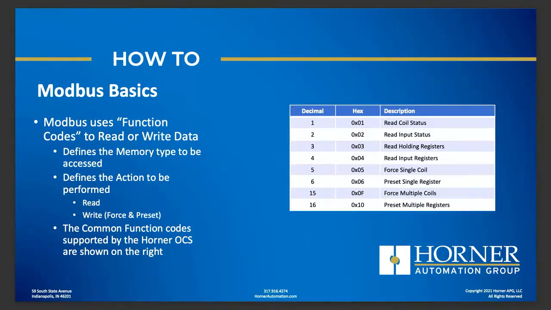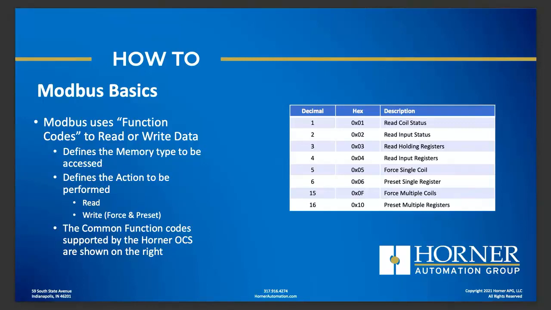Now, in addition to the 4 different data types we've talked about, Modbus uses something called function codes in the process of reading or writing data. The most common function codes are shown in the chart to the right. The function codes define the memory type to be addressed, digital inputs, coils, holding registers, etc. They also define whether it's a read function or a write function. You'll notice terms such as force and preset. Those basically just mean write. The common function codes are all supported by the Horner OCS.